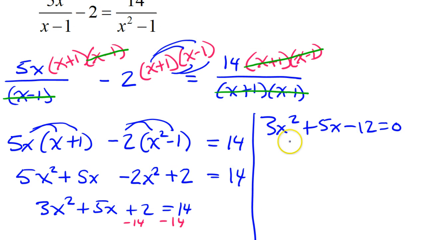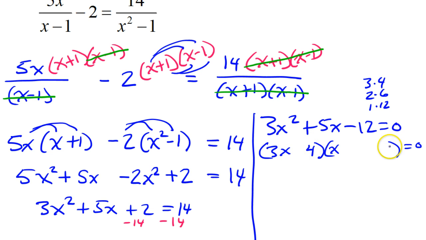Now, to solve this, I will try to factor it. If it doesn't factor, I will use the quadratic formula. But let's try factoring first. Okay, 3x squared can only be 3x times x. 12 is either going to be 3 times 4, 2 times 6, or 1 times 12. I'm going to try 3 times 4 first. I won't put the 3 here because that would make a common factor, so I won't waste my time with that. I'll go straight to 4 and 3.